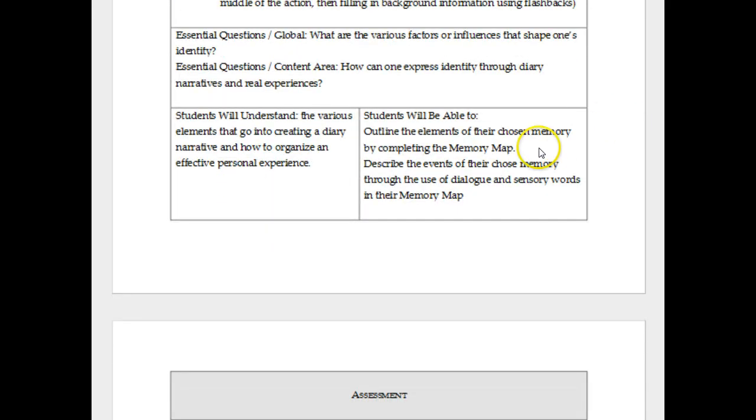All right, on your students will be able to, I like this one right here, it's nice and specific, to outline the elements of their chosen memory, completing a memory map handout, and then to describe events through the use of dialogue and sensory words. Very nice. Students will be able to statements and objective statements. At the end of the lesson, it'll be easy to know whether the student met the objective or not. The understanding various elements that go into creating a diary narrative and how to organize effective personal experiences.